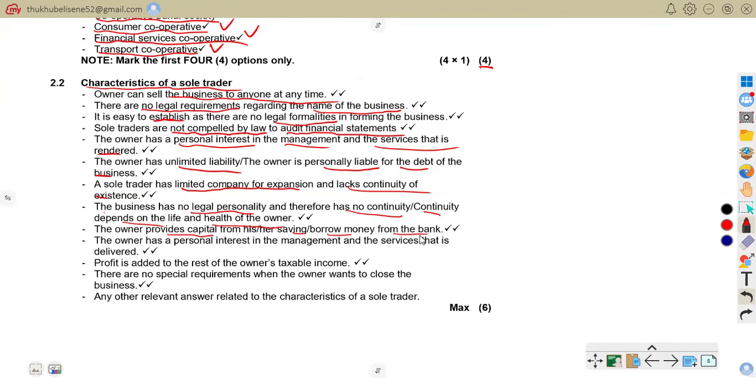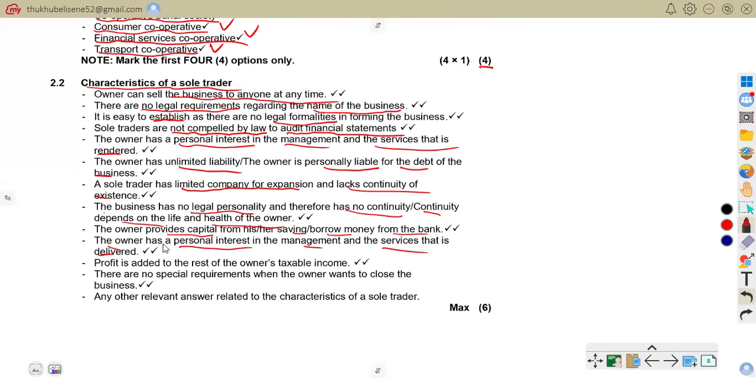All the money needed to start or run a business comes from the owner. That is what this statement simply says. The owner has personal interest in the management and the service that is delivered. It is as simple as that.